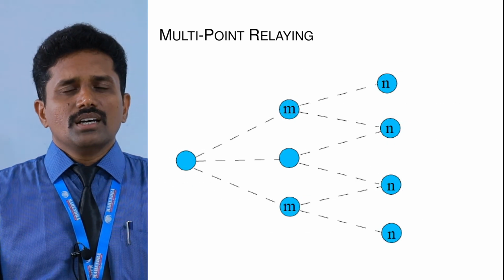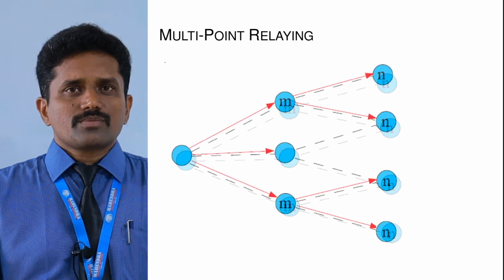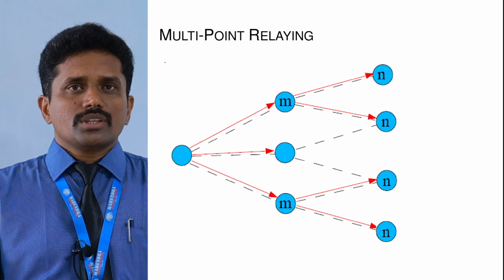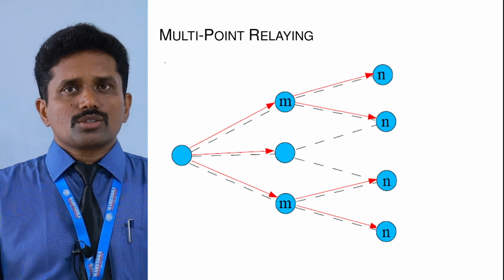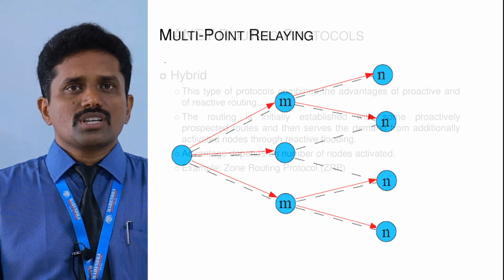So this is the network where nodes will be broadcasting all the messages. Here we can find the source node that will be broadcasting the packets to all the nodes. They in turn again resend to the other nodes. Here we can find the central node that is not retransmitting the packets because they were already transmitted by the node M.